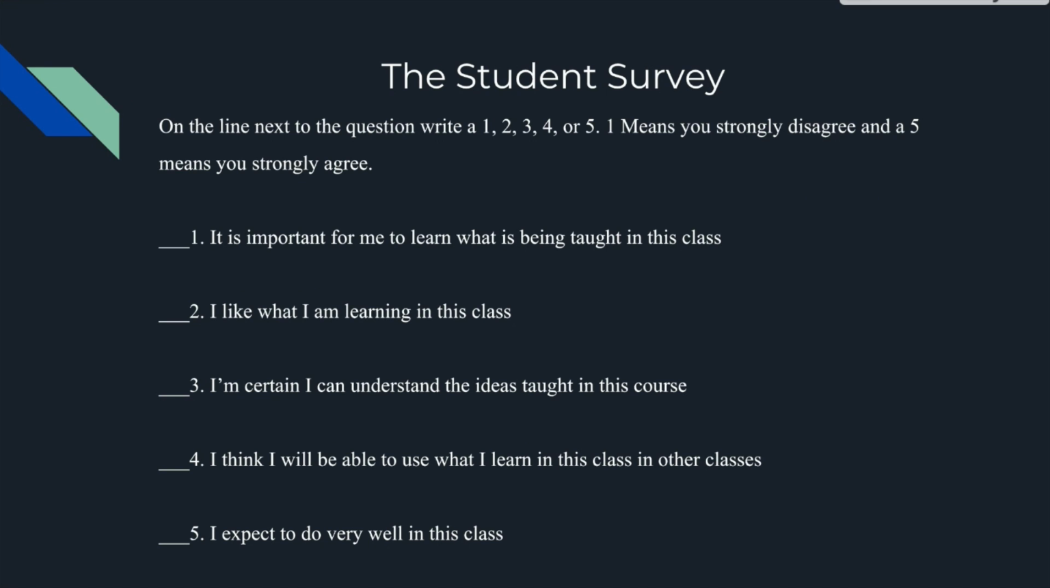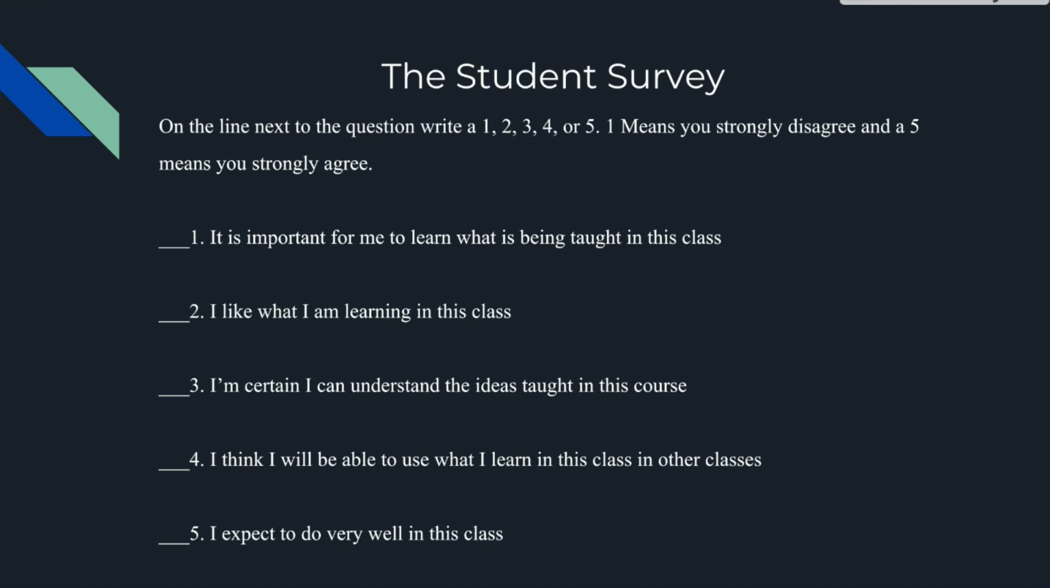Like I said, I only made it 10 questions long so they wouldn't lose focus. But on the line, they had to write either a 1, 2, 3, 4, or 5. A 1 means they strongly disagree, and a 5 means they strongly agree. Number 1, it is important for me to learn what is being taught in this class.